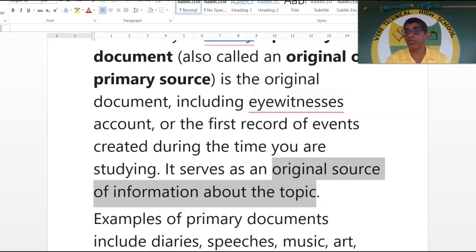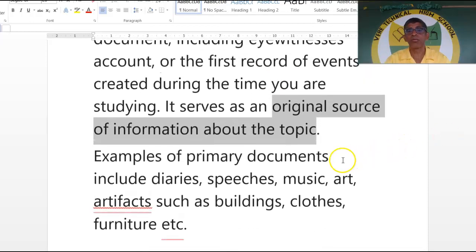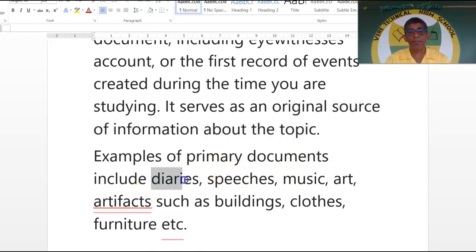Primary documents are all those documents that include, follow me now, pay attention, don't get confused what is in front of you. Diaries, speeches, music or songs, memoirs. You know, I don't have that listed there, but I'm telling you, memoirs, letters.